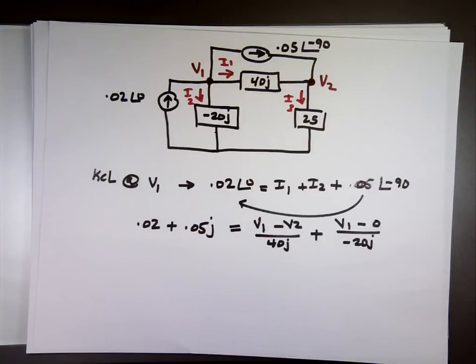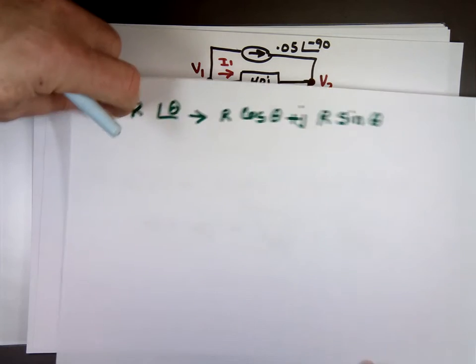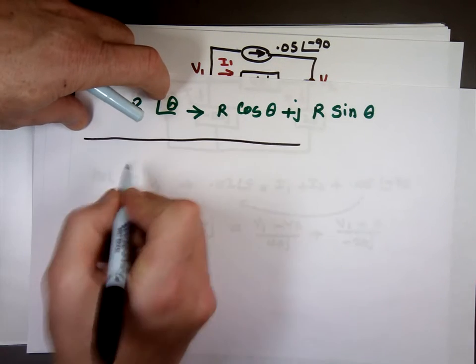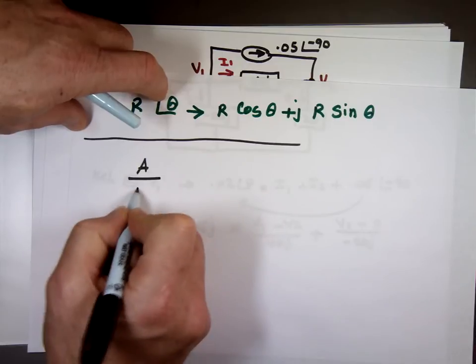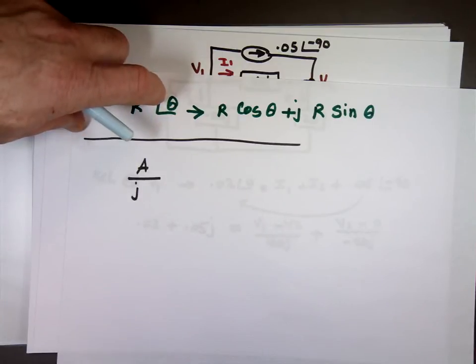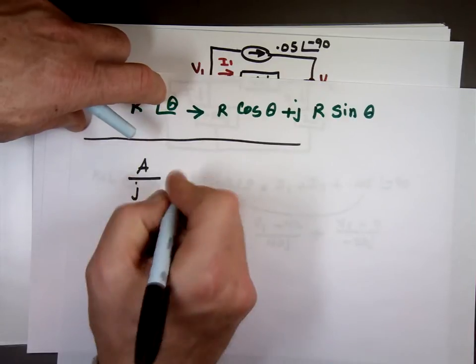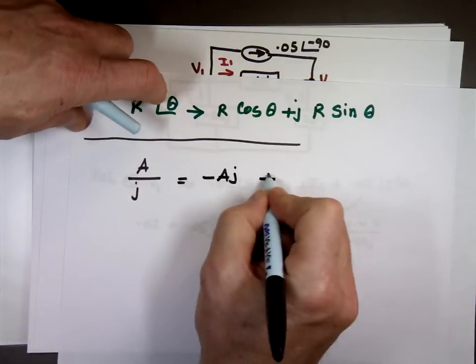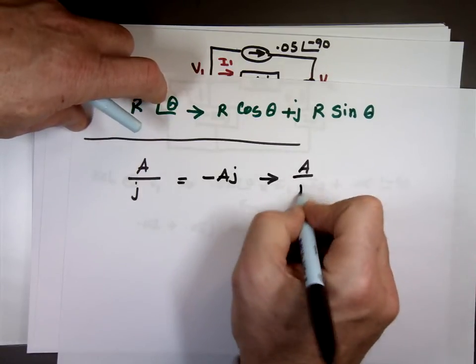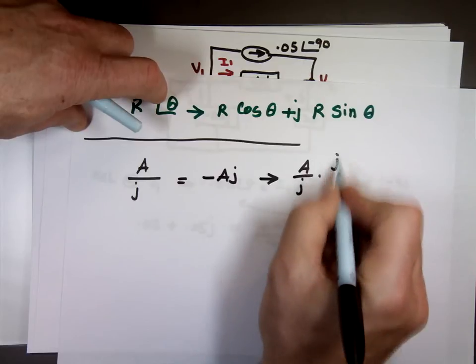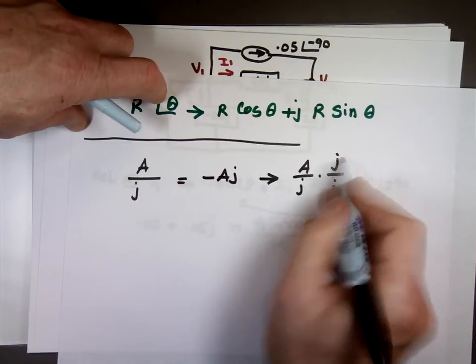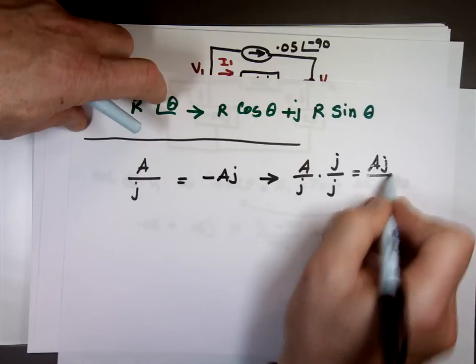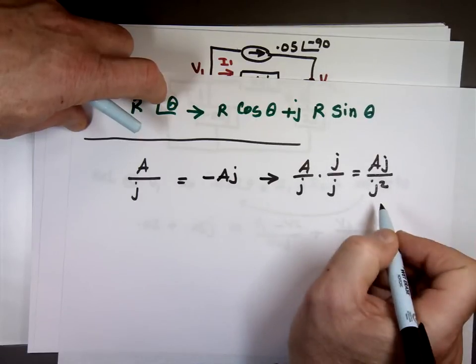Another thing you're going to learn quickly: if you have j in the bottom, I'll give you an example. A over anything with j in it in the bottom, you can take the j from the bottom, move it to the top, and make it negative A times j. Why? Here's the math behind it. To get rid of that j, we multiply the top and the bottom by j. That's Aj in the top. And what's in the bottom? j squared. And what's j squared? Minus 1.